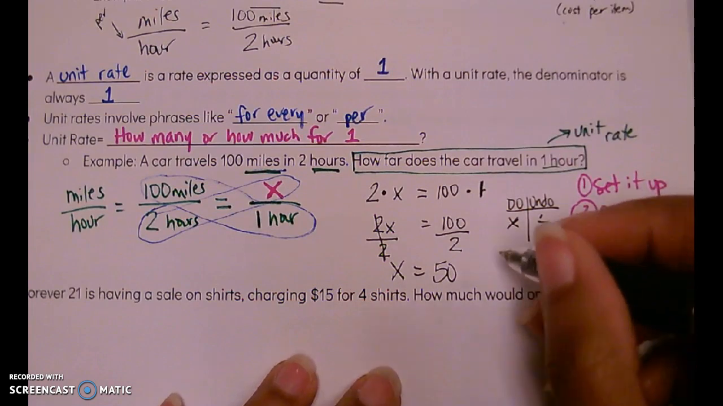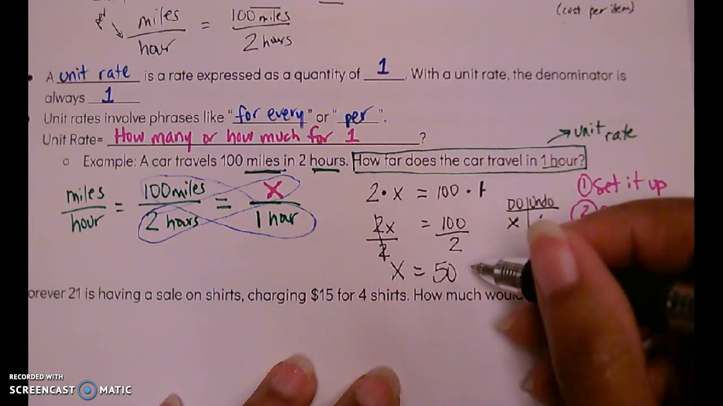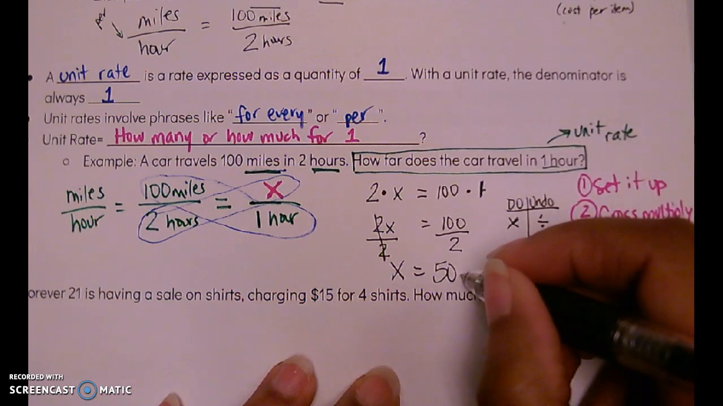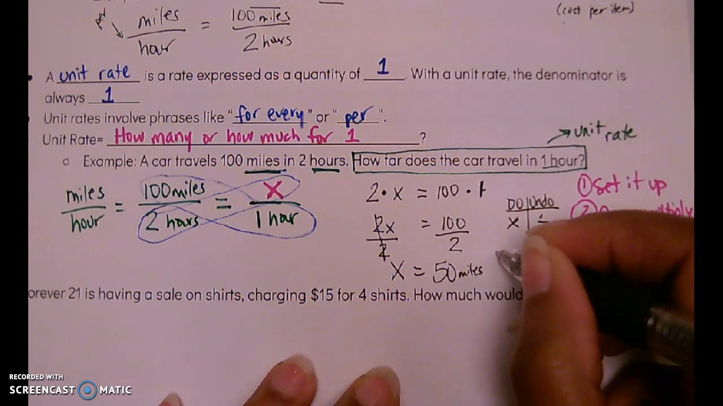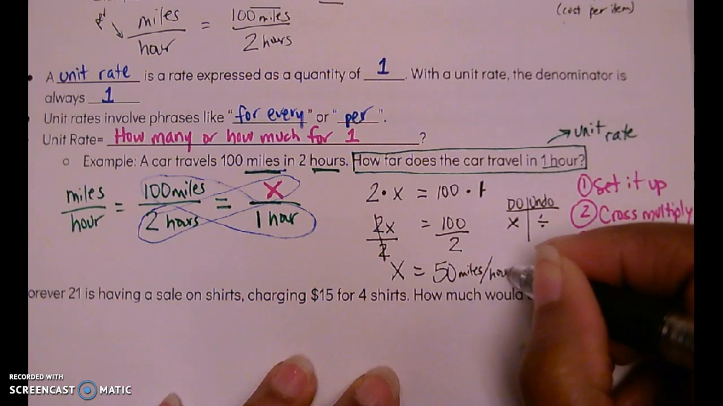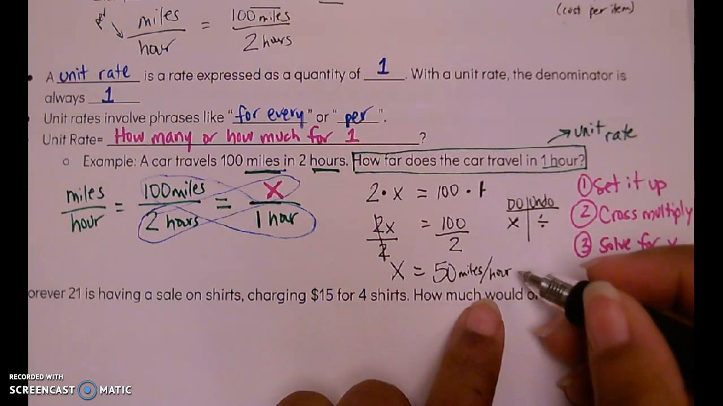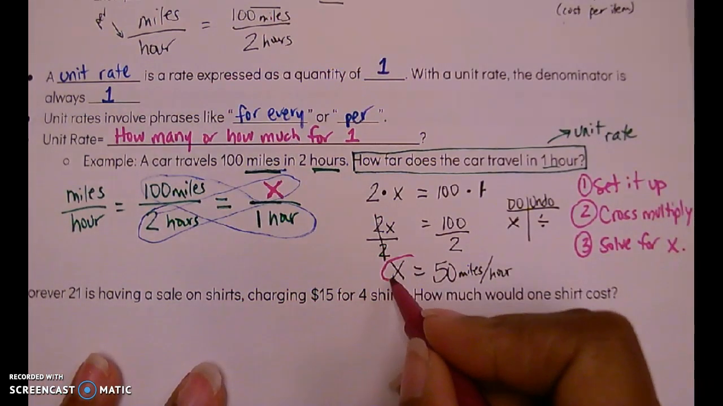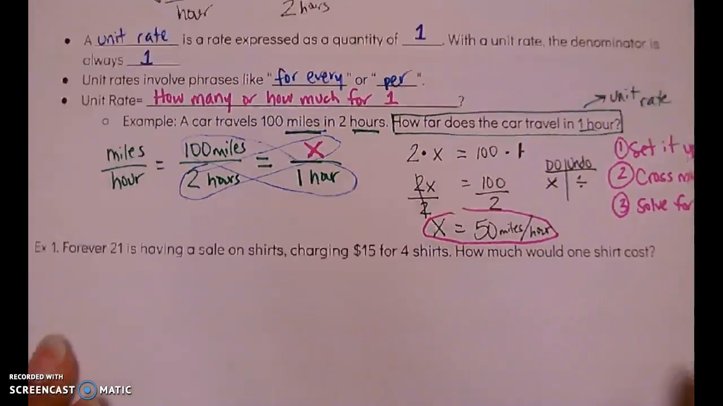So the last thing I need to ask myself is, what does this 50 actually mean? It means that the car travels 50 miles per hour, or 50 miles in 1 hour. So that's my final answer. Now, let's do some other examples.